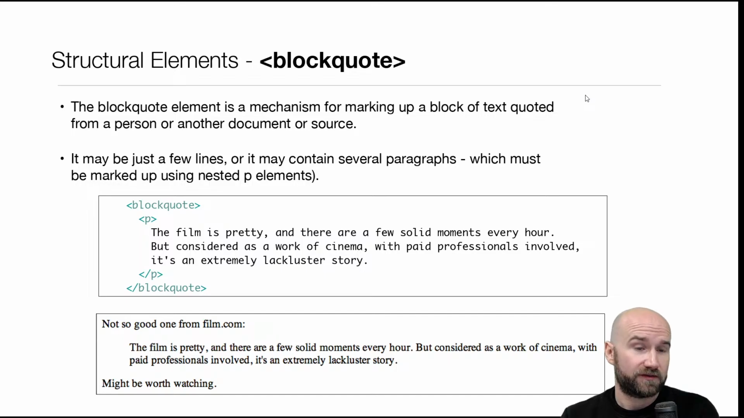Another structural element we have is a block quote, which allows you to mark up a block of text, say it's quoted from a source or from another person. We'll use this a little bit in the labs as well. It could just be a few lines, or it could be several paragraphs, and if you want to do some paragraphs in there, you need to use the paragraph tag in there as well.